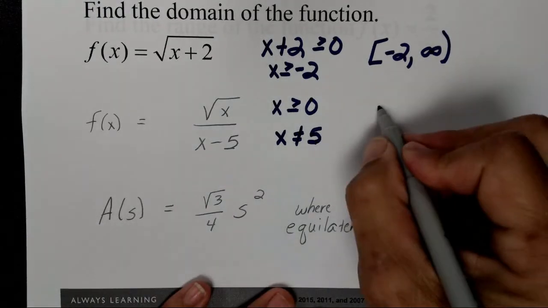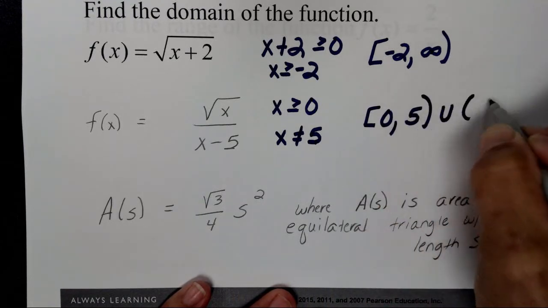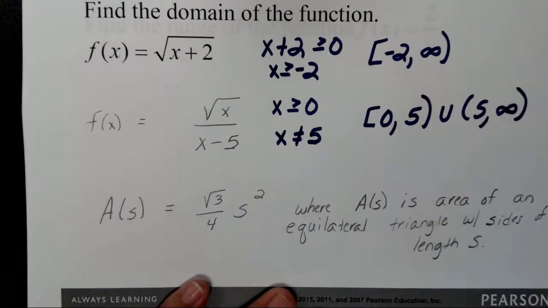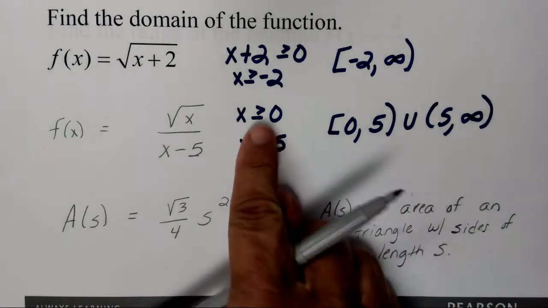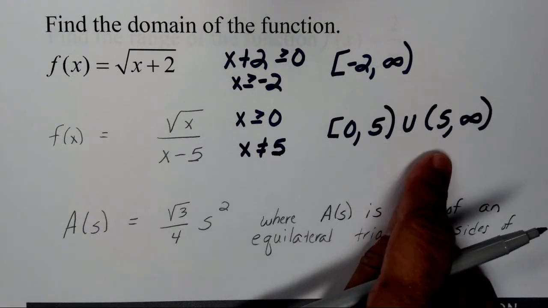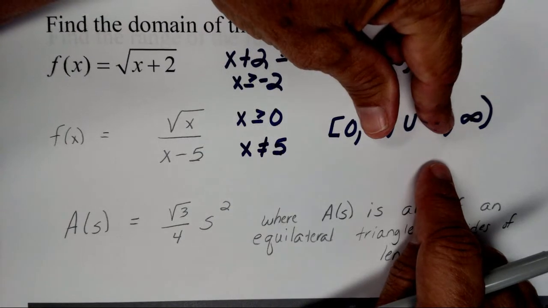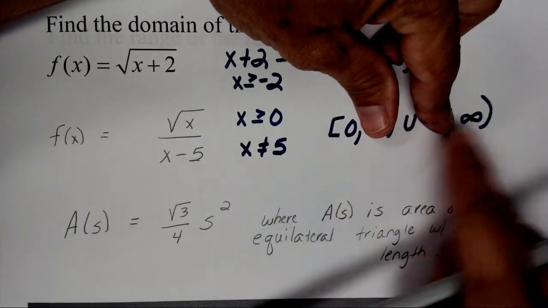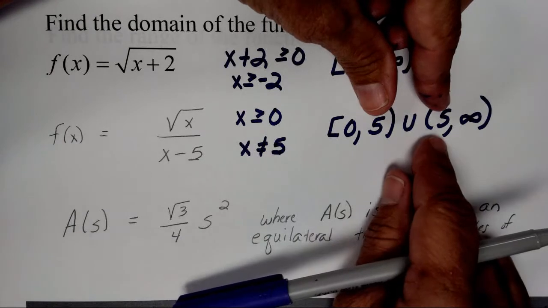So how do I write that? 0 to 5 union 5 to infinity. All right, why did I put a bracket? Because it can be 0. Why did I put a parenthesis? Because it can't be 5. So, does this mean starting at 0 and keep going, 0 to infinity? If I start at 0 and go to infinity, does that mean start at 0 and keep going, greater than or equal to 0? And I put that so that I would remove the 5.